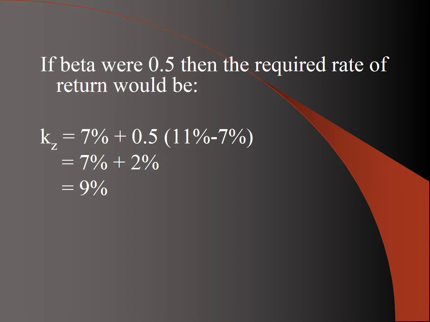So notice beta is going to determine the required rate of return: the higher the beta, the higher the required rate of return. Okay, so the risk-return relationship is a direct relationship. The higher the risk, the higher the required rate of return should be.